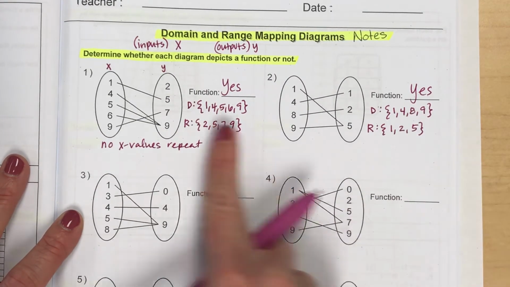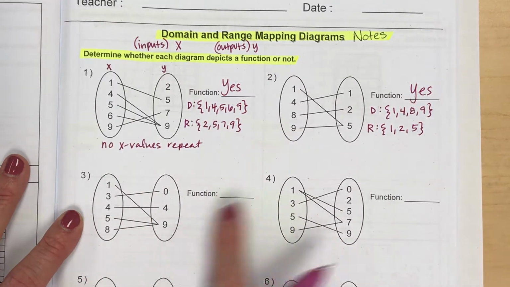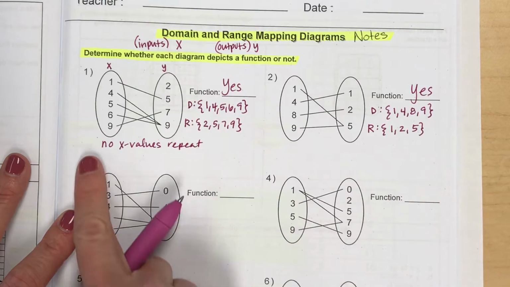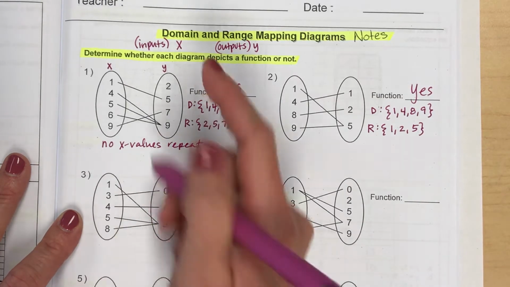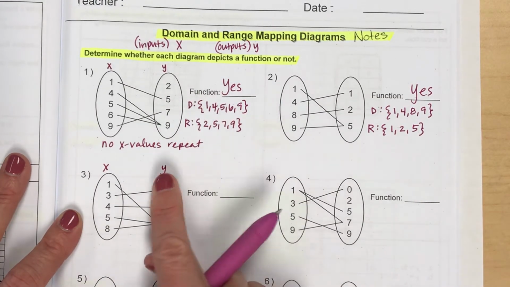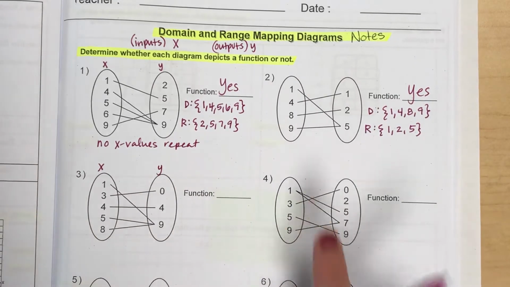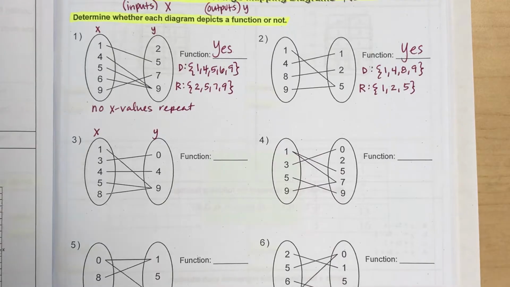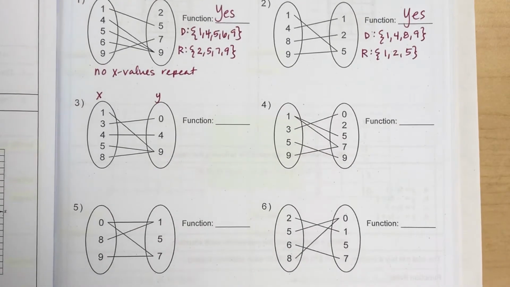Now I'm going to stop listing out domain and range because as you can see, all of the rest of these are going to go in order, and it would be very easy for you to just list out the order for domain, your X values, and range, the Y values. So I'll focus on for the leftover pictures whether or not you have a function, yes or no.